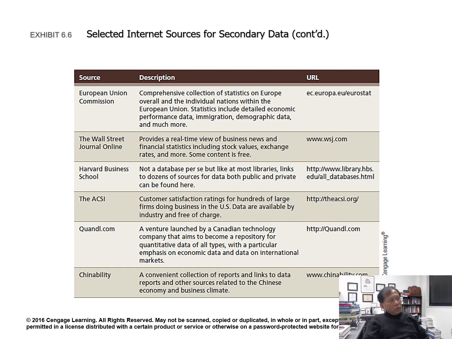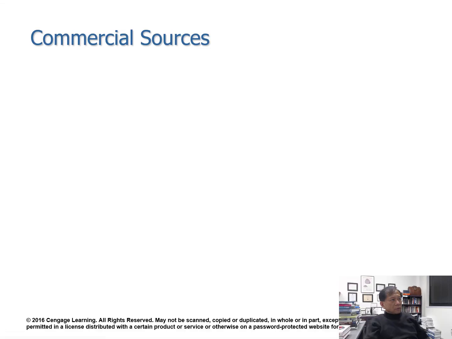There's the European Union Commission data, the Wall Street Journal online, and the Harvard Business School databases. It's not a database per se, but like in most libraries, it links lots of sources of information. The ACSI. Quandl, a venture launched by a Canadian technology company. And Chinability, some Chinese economic and business data. Okay.